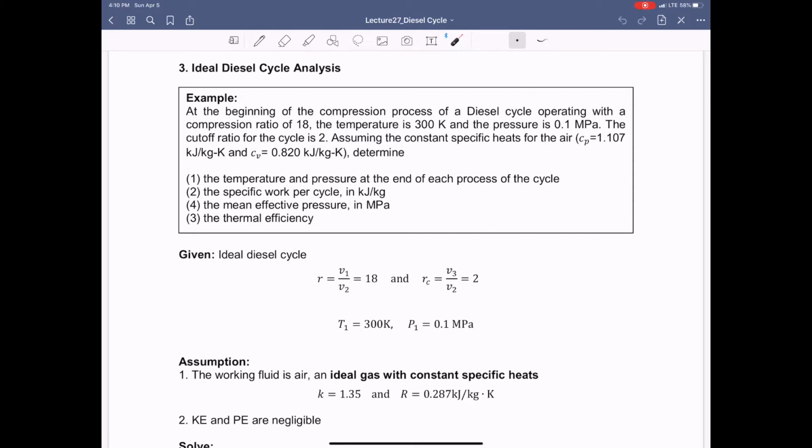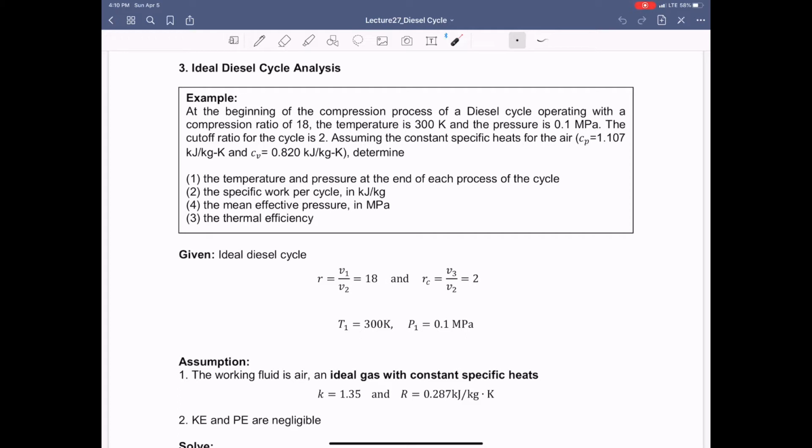And let's assume that we use the ideal gas of the air, okay, that has a constant specific heat, and we are also given the Cp value and Cv value. Now let's try to calculate the temperature and pressure at the end of each process of the cycle. So now we know the state 1, then we also have to calculate 2, 3, and 4.